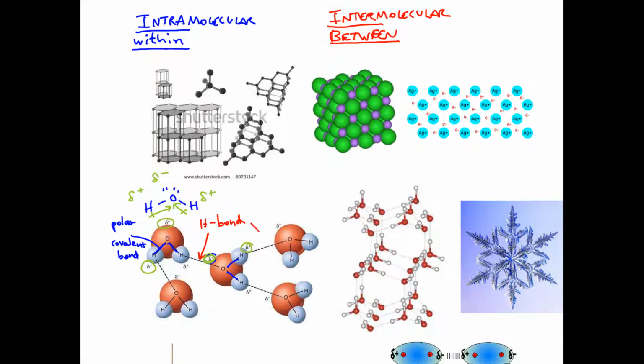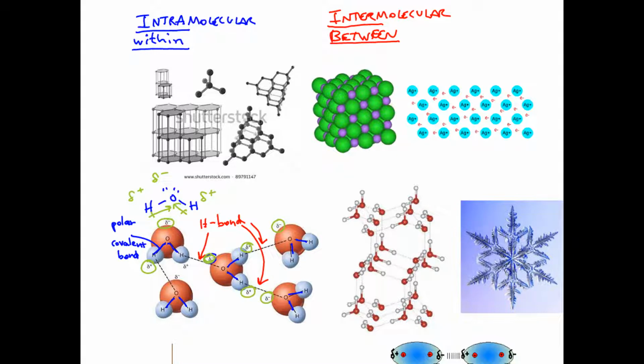So all these hydrogen bonds are forming because the water molecules have inside them covalent bonds that are polar, causing these delta negatives and delta positives to form. And so there's a weak attraction between water molecules. And that's what holds water together.